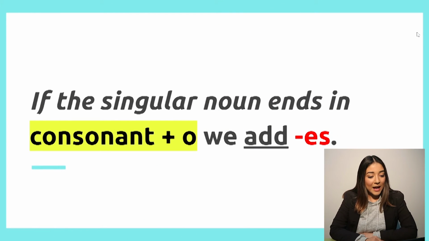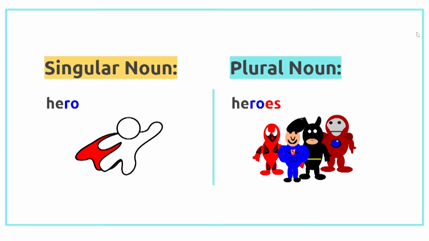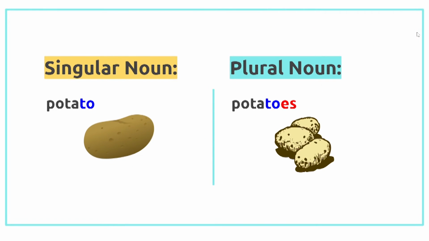Now, if the singular noun ends in a consonant followed by an O, we add ES. For example, hero, the plural form being heroes, ending ES. Or potato, the plural form being potatoes, we add ES.